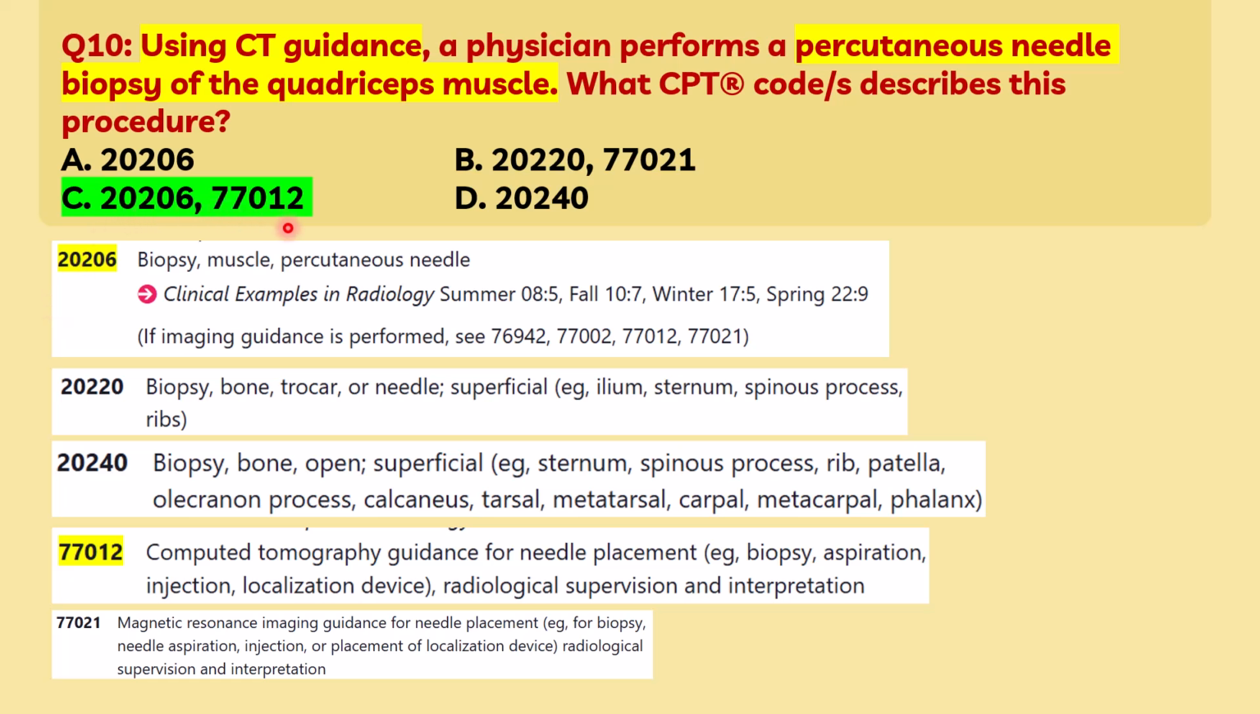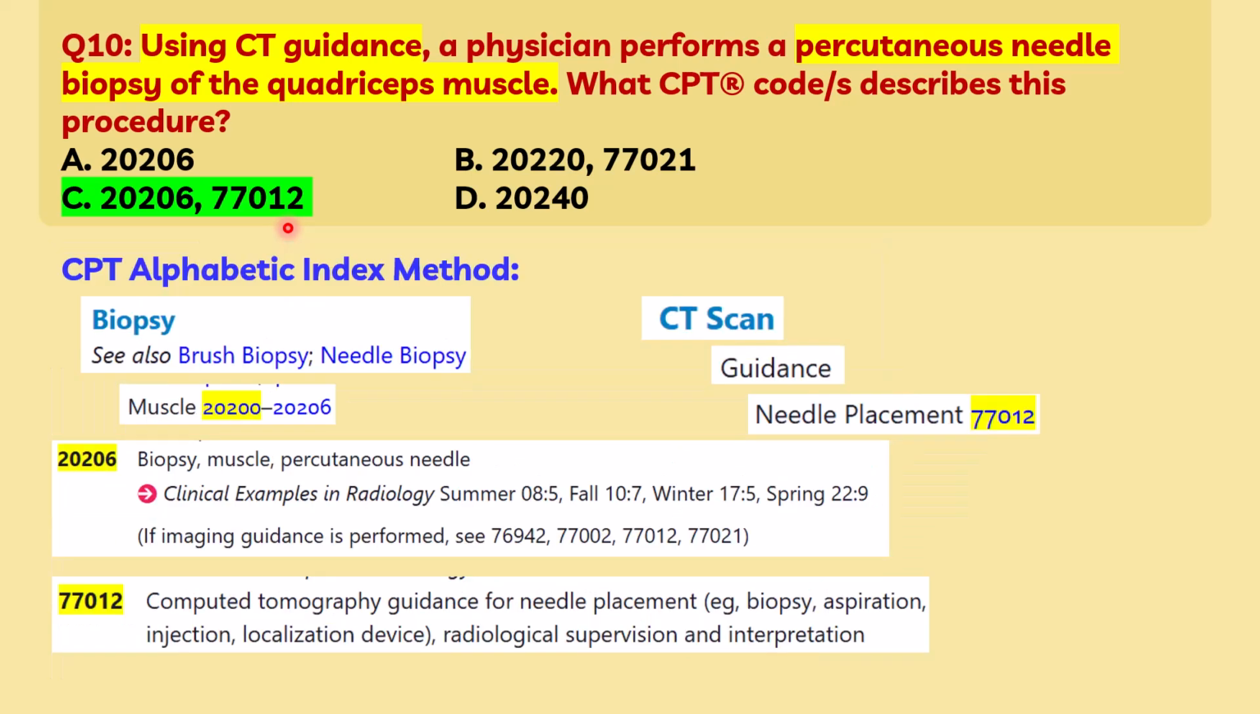So if you want to find the answer using the CPT alphabetic index, you have to use 2 pathways. For the first one, the biopsy. So go for the main index term biopsy, then go for the subterm muscle. It will lead to the following code series. Again, go to the tabular list and confirm. Once you confirm, the correct code will be 20206.